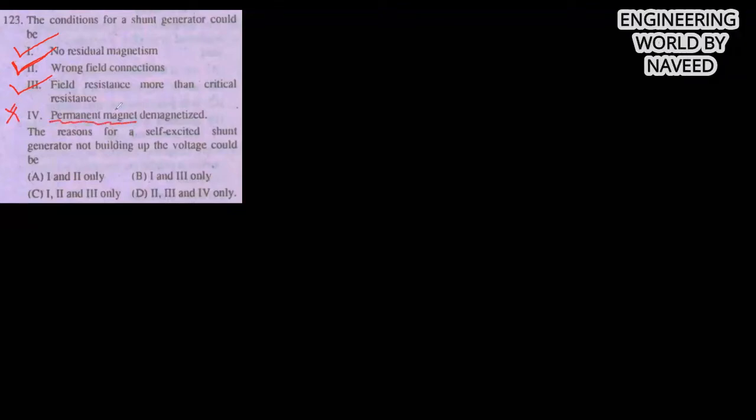If there is a wrong connection of the field winding, then also there will be no building up of the voltage. Also, if the field resistance is more than the critical resistance, then it will be impossible to build up the voltage in the generator. And the permanent magnet demagnetized will not be the reason.